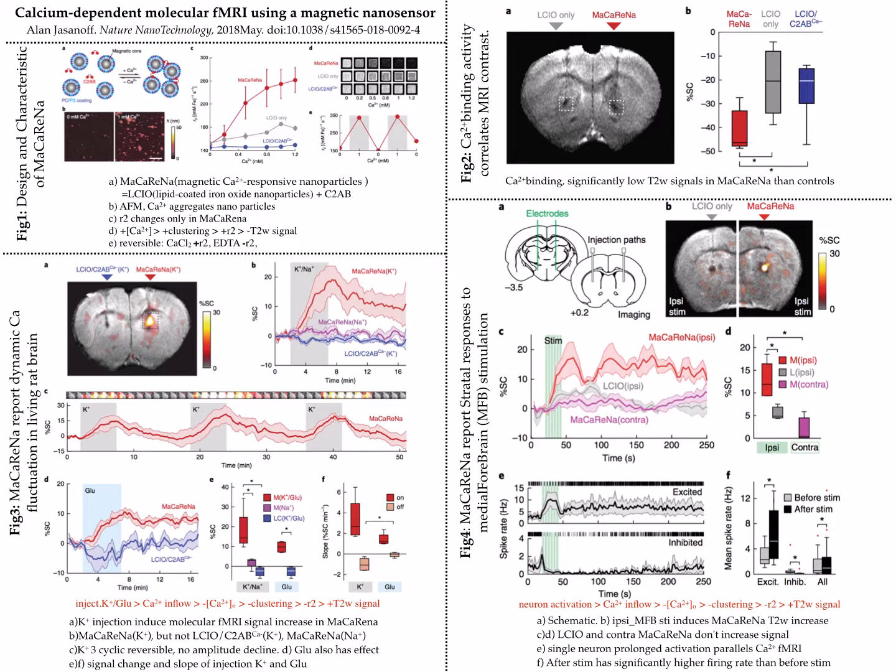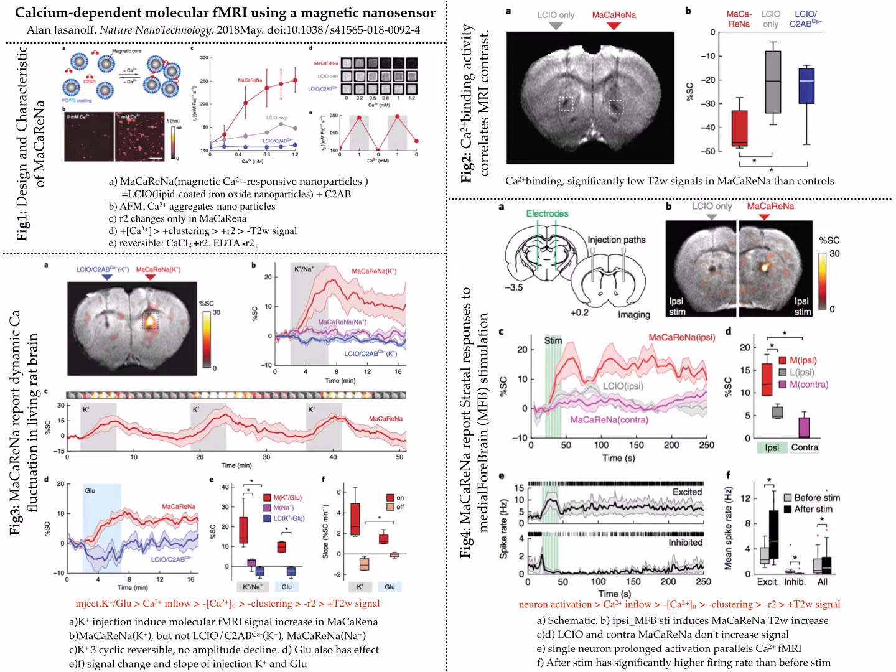In figure E, you can see that in the gray region, you added some CaCl2. That means you added more calcium ion, and then the R2 increased to a bigger value. And if you use EDTA, which can chelate calcium, then the R2 will drop. And this process can repeat. That means you can use the MaCaReNa to measure the calcium concentration repeatedly.